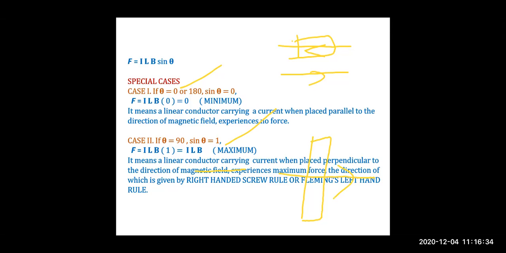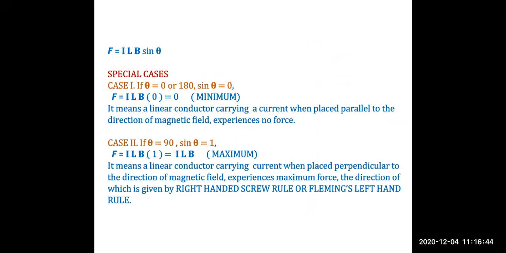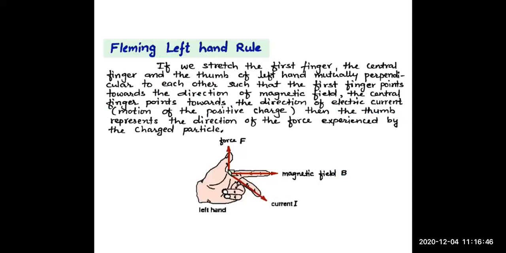Okay, now force we know it is a vector quantity. So magnitude we now know, that is ILB sine theta. But what will be its direction? So children, direction was given by Fleming's left hand rule. So what does Fleming's left hand rule say, children? Stretch your left hand as shown in the picture.